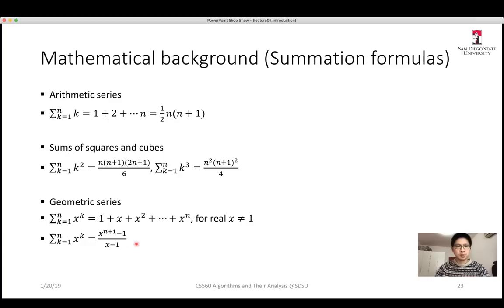There's a property of this formula. When the absolute value of x is less than 1, meaning x is smaller than 1 and greater than -1, then the limit of this expression, when n is infinitely big, has x to the power of n plus 1 approaching 0. So this expression becomes 1 over 1 minus x.